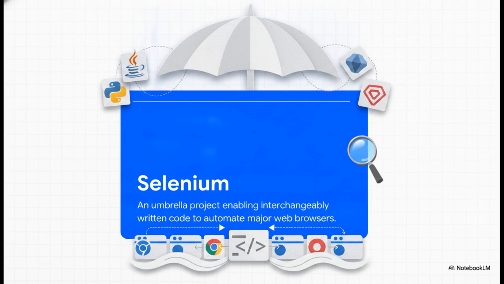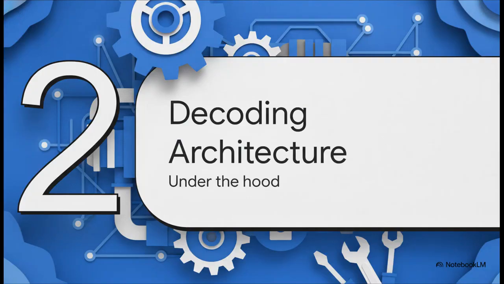So what does that actually mean in plain English? Basically, it means you can write interchangeable code in 14 different programming languages. Think Java, Python, Ruby, you name it, and then use that code to natively emulate user interactions across all the major web browsers. Pretty cool, right? Moving on to part two, decoding the Selenium architecture.